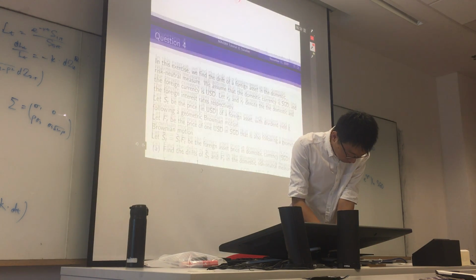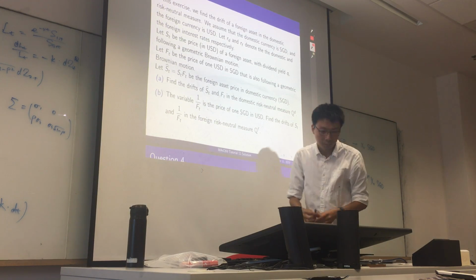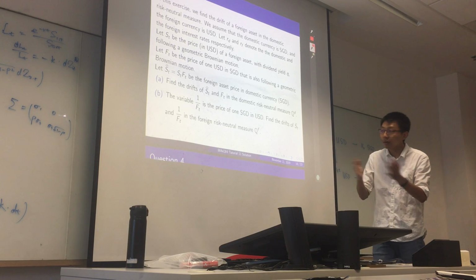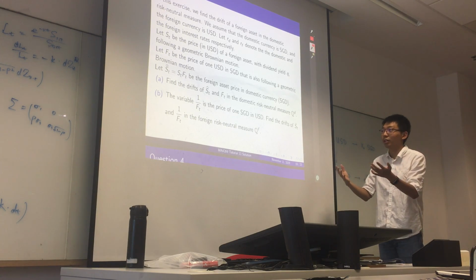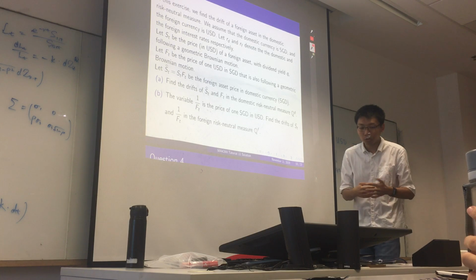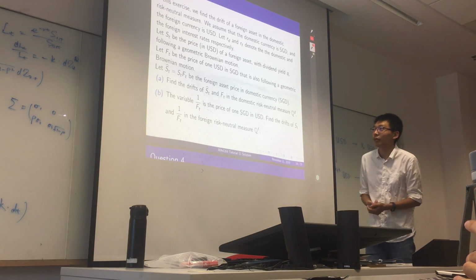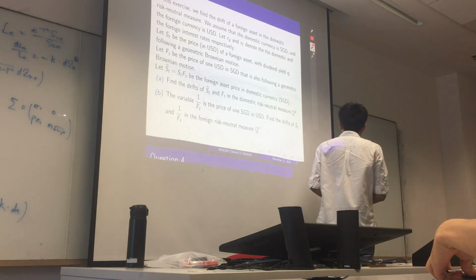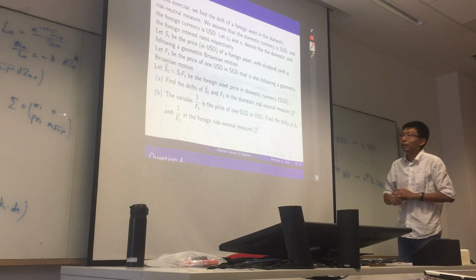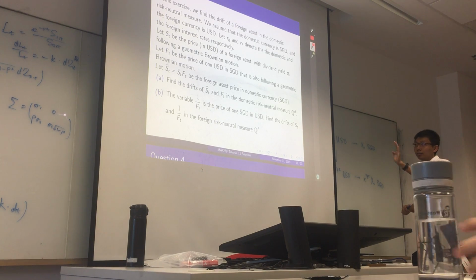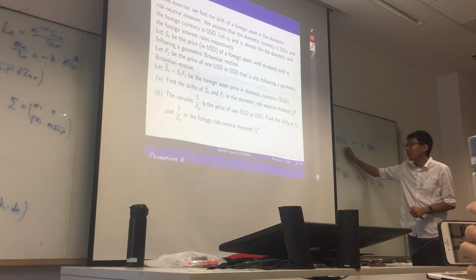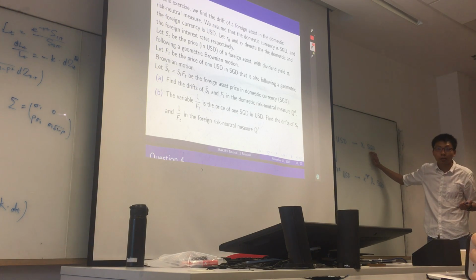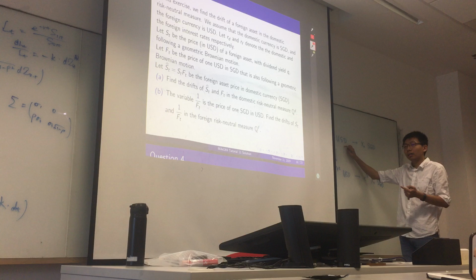So question 4. Question 4 is actually a very simple question once you understand what it's really about. You don't have to do very complicated calculations to find the answer, as long as you can understand it conceptually. So let's see what is happening here. It concerns a foreign currency. Let's say we live in Singapore, so the Singapore dollar is our domestic currency, and there is a foreign currency, the US dollar.